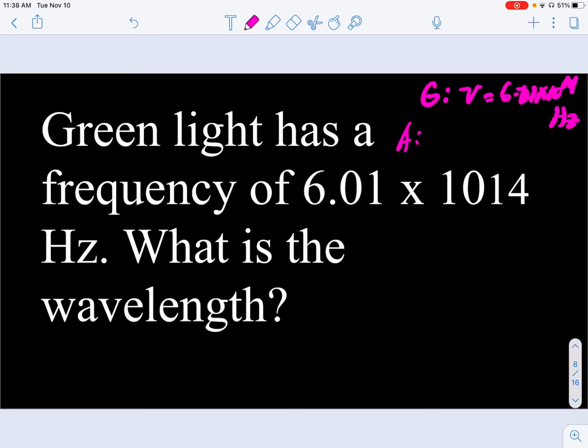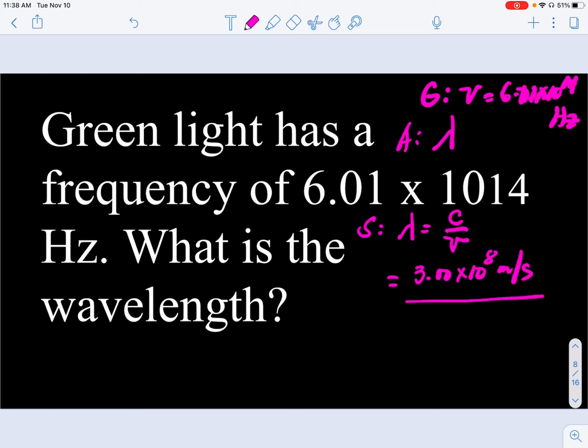What is asked here is the wavelength. Solution: wavelength is equal to the speed of light divided by mu, or the frequency. So we have 3.00 times 10 to the 8 meters per second divided by our frequency, 6.01 times 10 to the 14th Hertz.